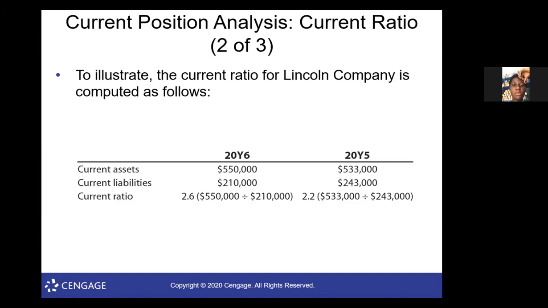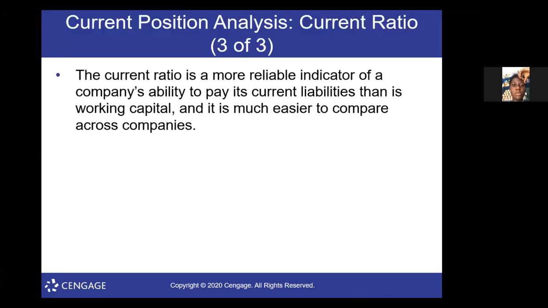In the prior year, that amount was 2.2. It means they had $2.20 of current assets to pay every dollar of current liabilities. As long as this number is over 1.0, the company is in good shape. If it's less than 1.0, like 0.8, that means that the company does not have enough current assets to pay its current liabilities, and that could be a problem for a company. But current ratio is just current assets divided by current liabilities.